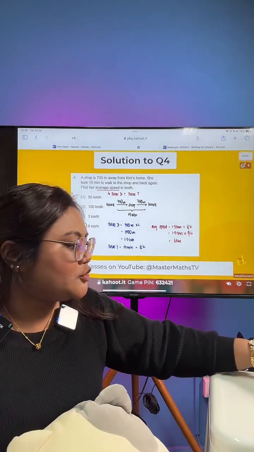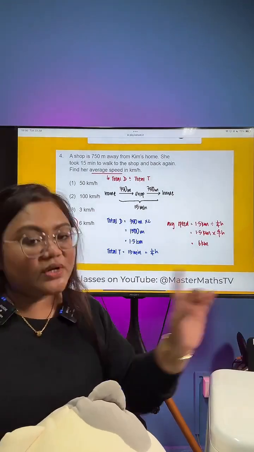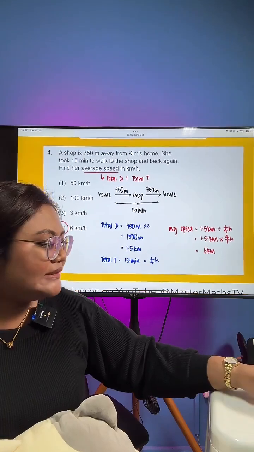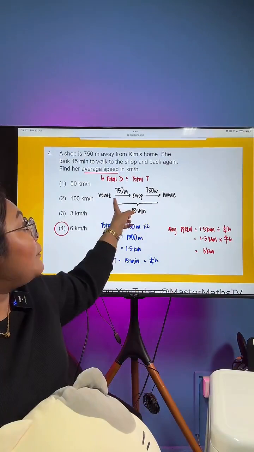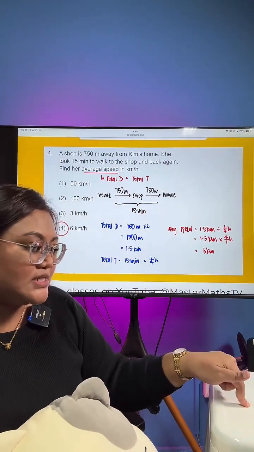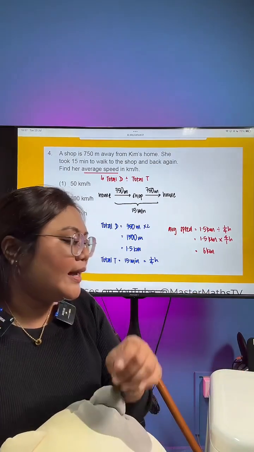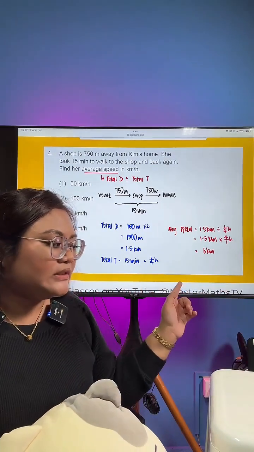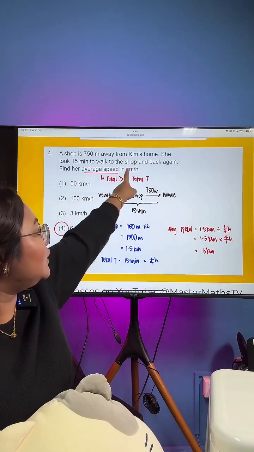So let me explain the solution for question number 4. Once again, the first thing we have to remember is that we are going from home to the shop and then back home, so we have to double the distance, okay? In total, she took 15 minutes. To find her average speed, the formula we need to know is total distance divided by total time. So we take the total distance, which is 1,500 meters, and convert it to kilometers per hour.